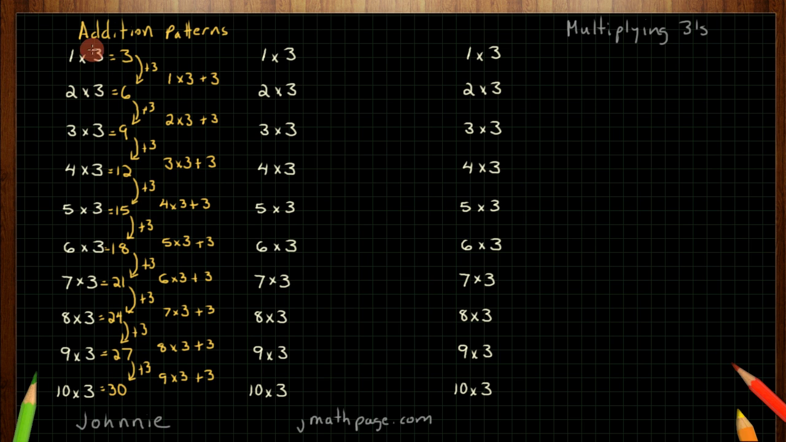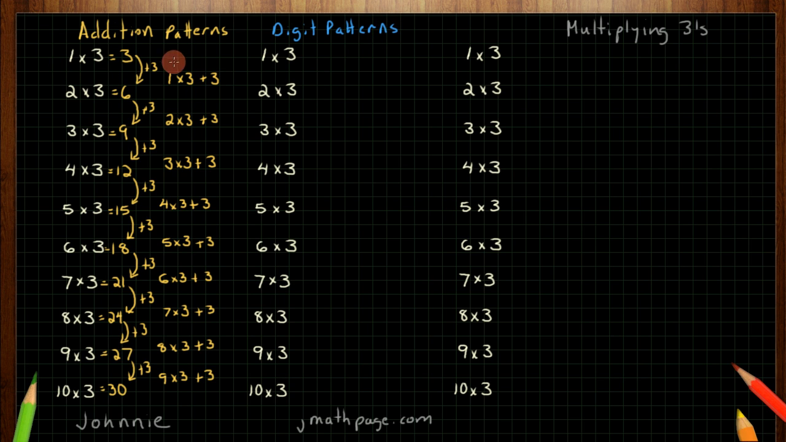So this is using addition patterns to understand the 3's tables. And you probably just noticed that it's 3 plus 3 plus 3 plus 3 plus 3 plus 3 plus 3 plus 3. That's another way of thinking about addition and multiplication together, right? All right, that's interesting, but this will be way more interesting. If we look at the 3's tables and we look at digit patterns instead, we're going to find something very interesting.